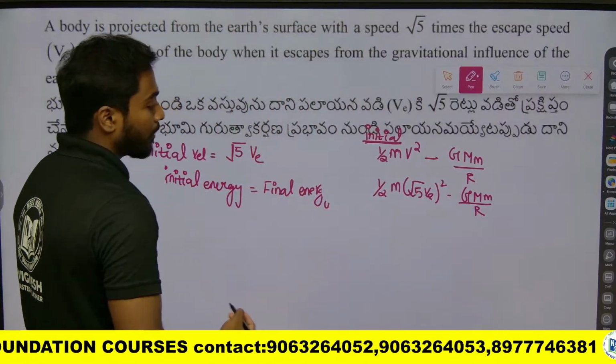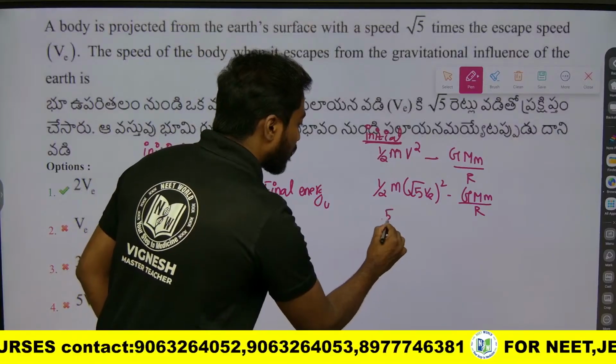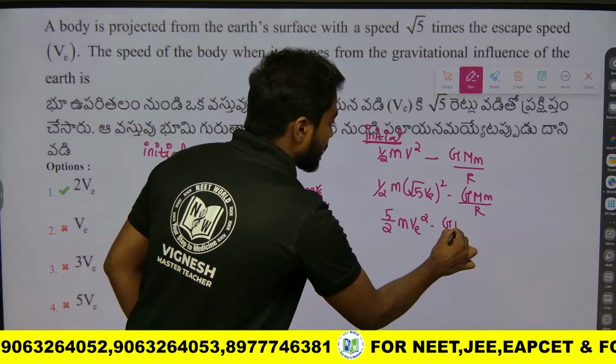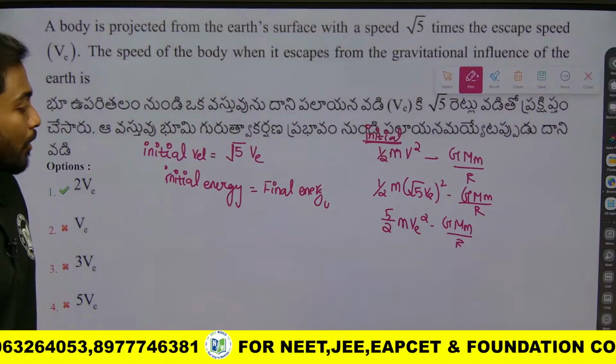In this case what will I get? Root 5 into root 5, 5 VE square. So 5 by 2 m VE square minus G M m by R. This is the initial energy.